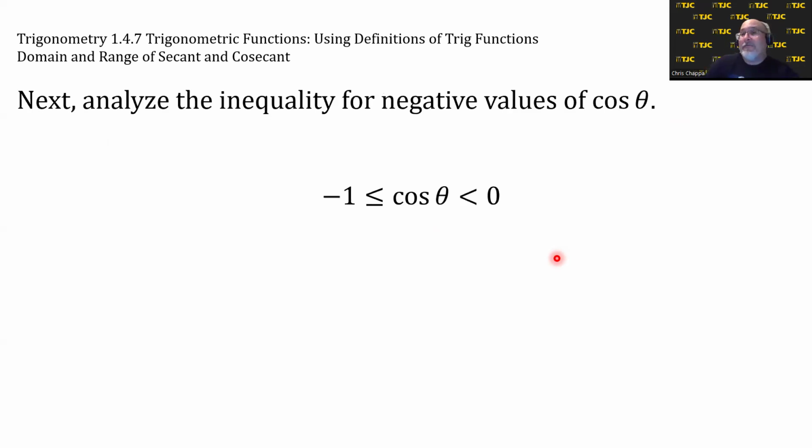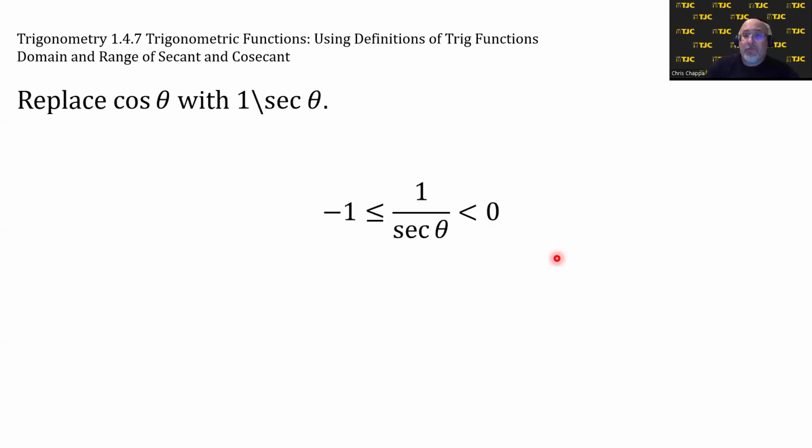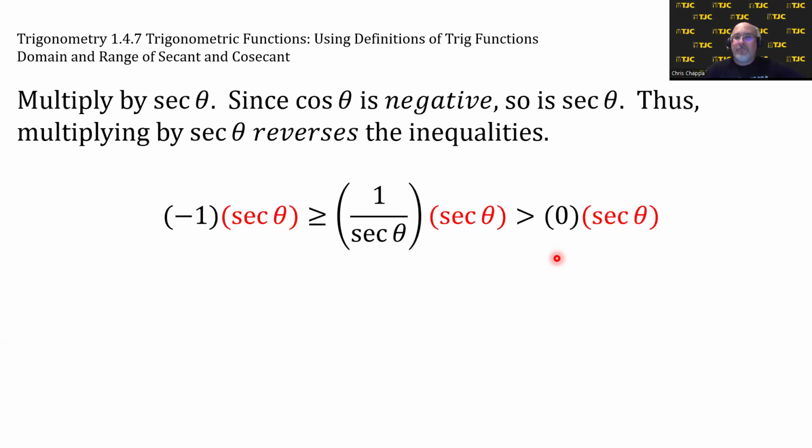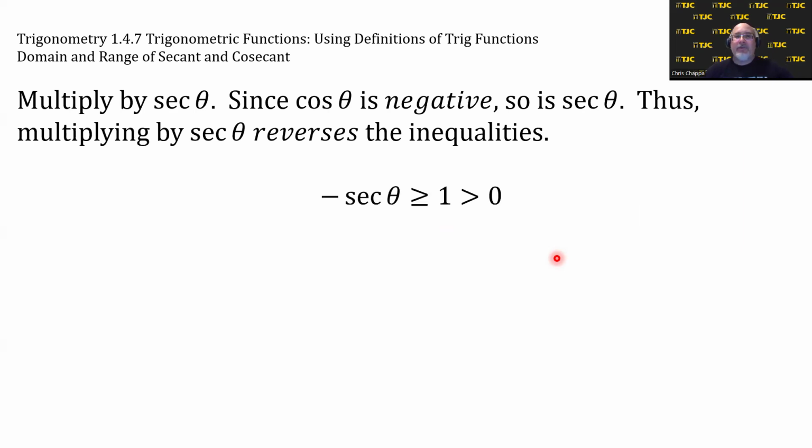Next, we'll analyze the inequality for negative values of cosine theta. -1 is less than or equal to cosine theta is less than 0. We're pretty much going to do the same thing, but we have to be aware that we're going to be flipping signs because we'll be multiplying by negative values. We're going to replace cosine of theta with 1 over secant theta, and we're going to multiply everything by secant theta again. But since cosine theta is negative, so is secant theta because it's the reciprocal. Thus, multiplying by secant theta reverses the inequalities. Watch closely as I multiply by secant theta, and all the less thans become greater thans. Just like that. And then we clean everything up, and we end up getting negative secant theta is greater than or equal to 1, which is greater than 0.